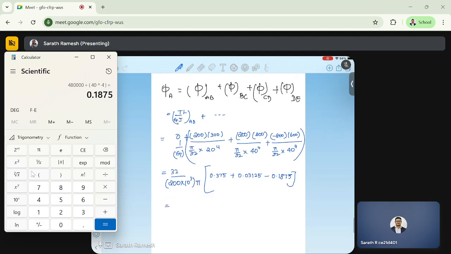So this is 0.375 plus 0.03125 minus 0.1875, times 32, divided by 200, 123 into pi. Okay, so we get 1.114 into 10 to the power minus 5.